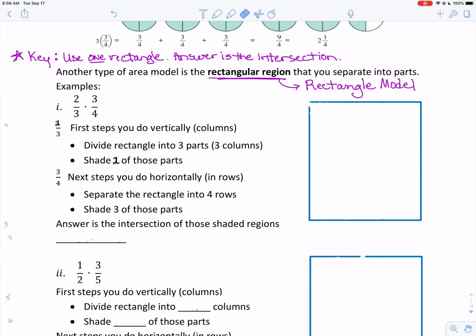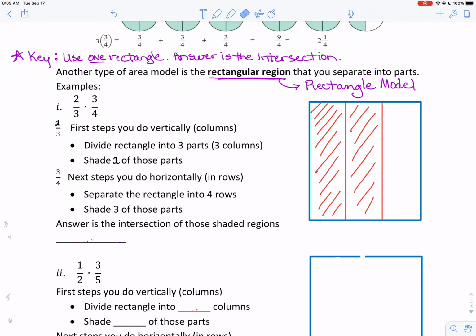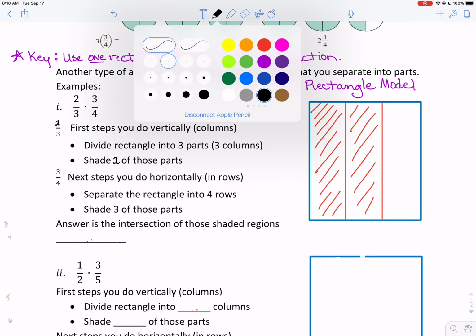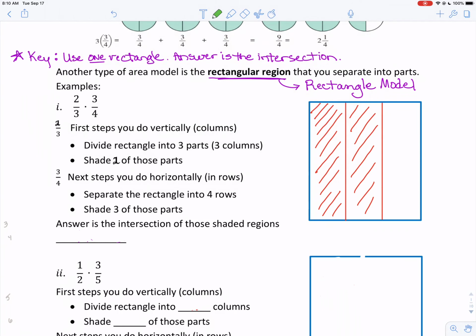So we're going to do the first vertically, just like we did when we did addition. So with 2/3, we're going to divide the rectangle into 3 parts and shade 2 of them. We'll divide it vertically first. So I've shaded 2/3 of that rectangle. Next, I'm going to divide horizontally 3/4.